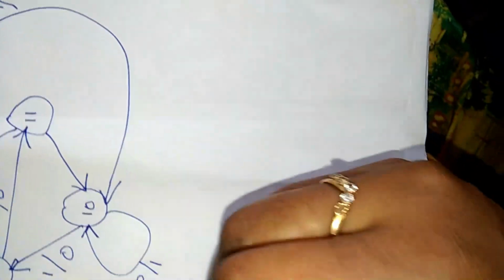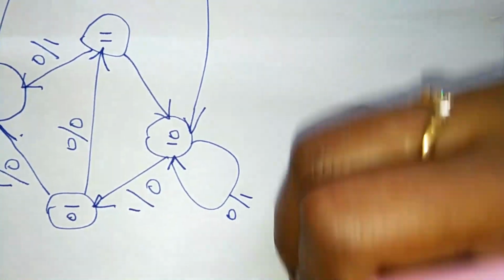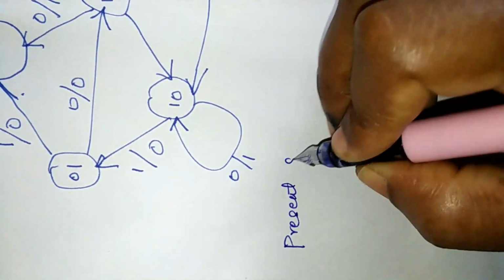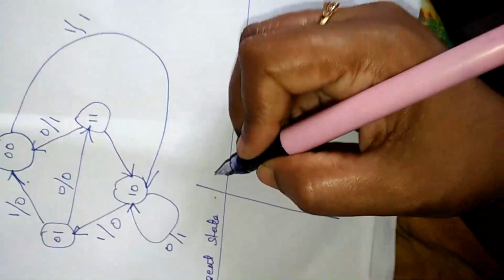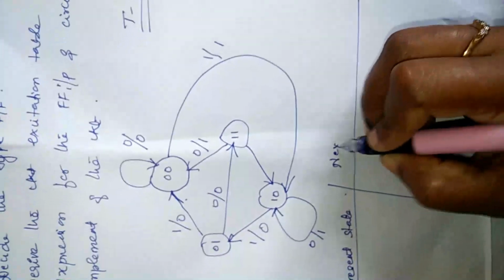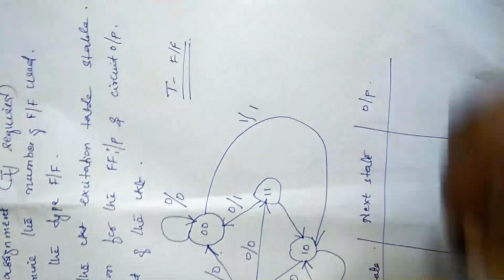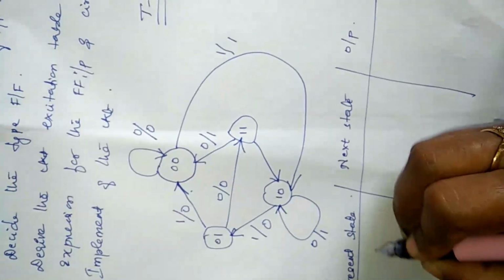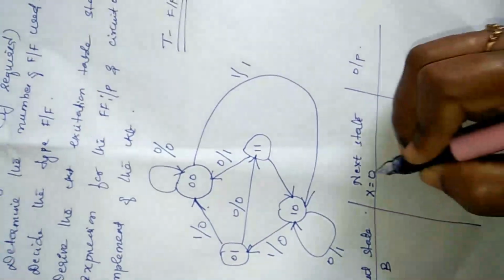The next important thing is to derive the state table. To derive the state table we need the present state, and we have already discussed what the present state is. Next we need the next state, and you will require the output. In the present state you have, say, the variables AB. In the next state you will have to check the condition of the variables AB using the input.